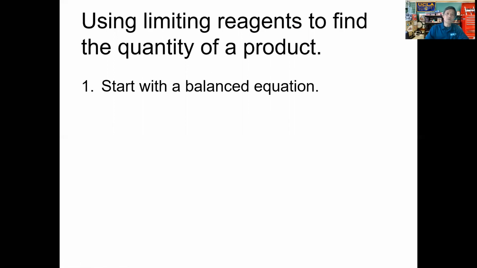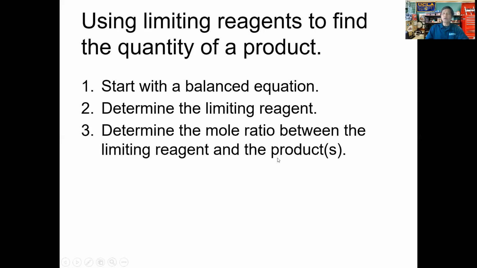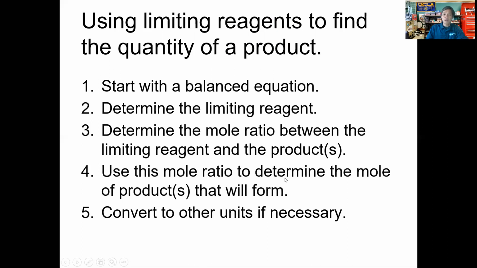And then, if you want to find the amount of product that's going to form, you have to decide which one of the reactants is the limiting reagent first, because that will determine how much product you're going to form. So you've got to do the limiting reagent calculation first. And then from that, you want to find the mole ratio between the limiting reagent and whichever product you want to solve for. Once you have that, we can use it to find the moles of product that will form. And for that, you will convert it to either mass or volume, depending on what we need.